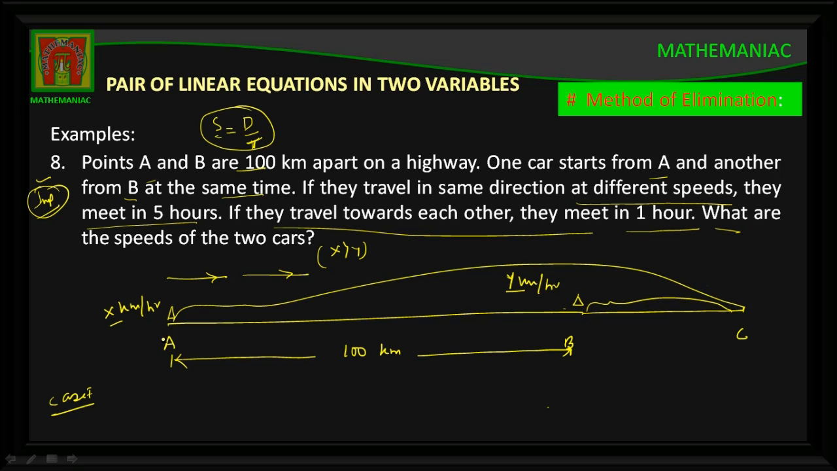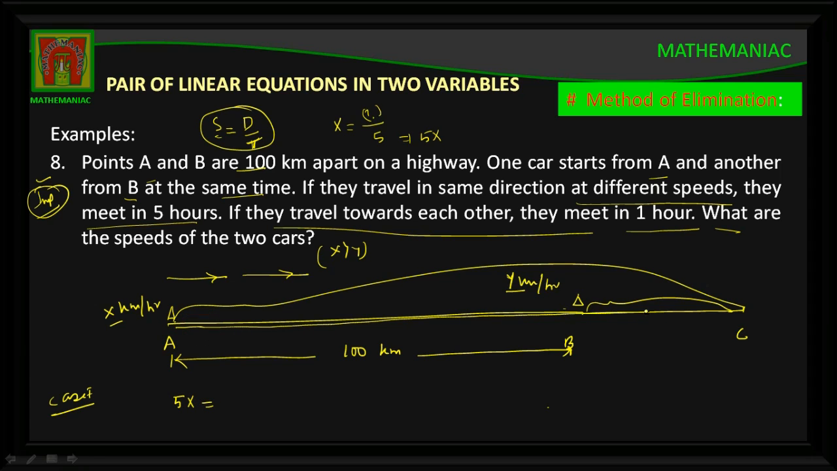Now supposing that the car at A is driving at the speed of x kilometer per hour for 5 hours. How much distance will it cover? Speed is x, distance I have to find, and the time I am giving you is 5. So how much distance will this car cover in 5 hours? 5x, meaning A to C, this distance will be 5x. This is the complete distance, right?